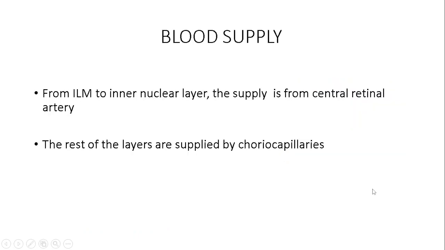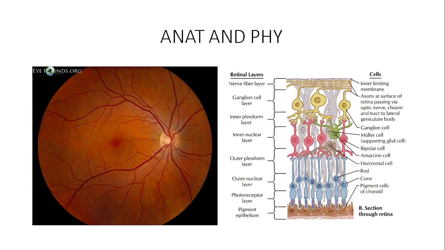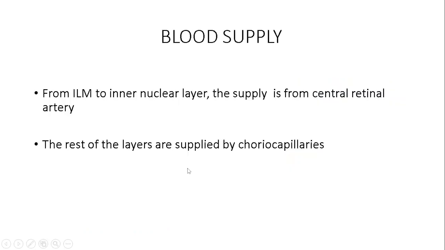Now let's talk about blood supply. From the internal limiting membrane up to the inner nuclear layer, the blood supply is from the central retinal artery and its branches. But the rest of the layers, from the outer plexiform layer to the retinal pigment epithelium, are supplied from what? Choriocapillaries. That's what I mean by the rest of the layers being supplied by choriocapillaries.